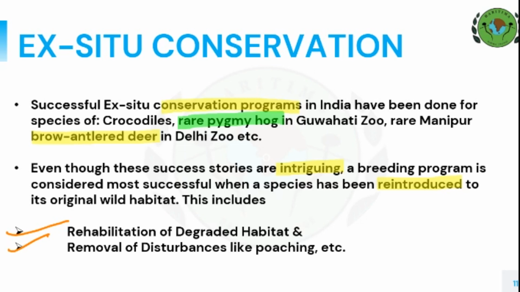So this was about conservation of biodiversity, which includes two types: in situ and ex situ, meaning inside their habitat and outside their habitat. And this inside or outside is decided according to the number of animals present. Like if there are only 10 to 12 animals present, then we can use ex situ, and if there are more than this, we can use in situ.